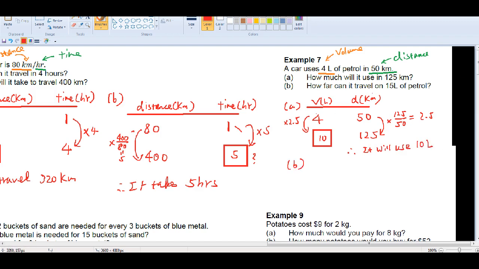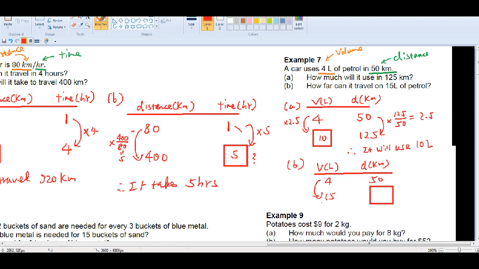Okay, let's do B. So part B is about how far, that means kilometer, right? Okay, so again, you write the same thing over here, right? Okay, so then we are going to do 450. So everything will be the same to start with, but this time they give you the volume of petrol, and you are going to find the distance, right? Okay, so let's see.